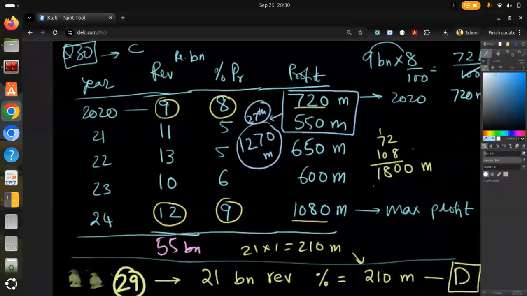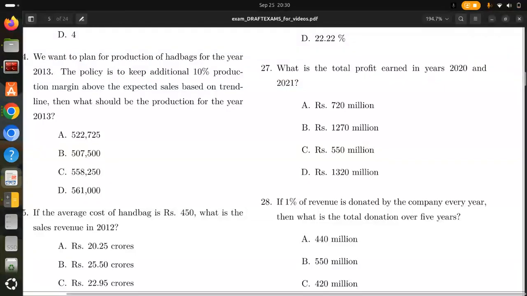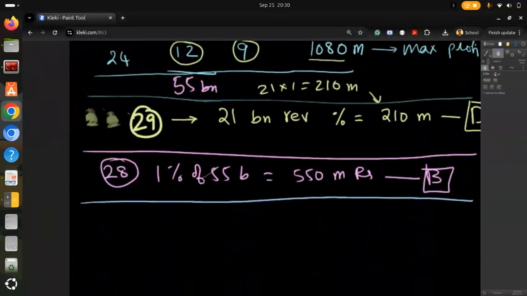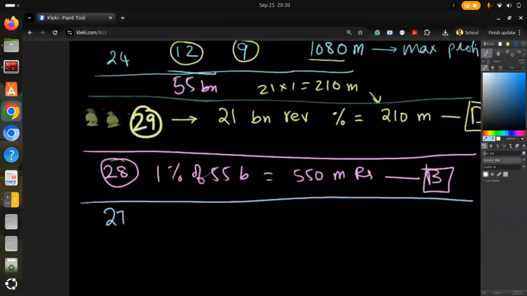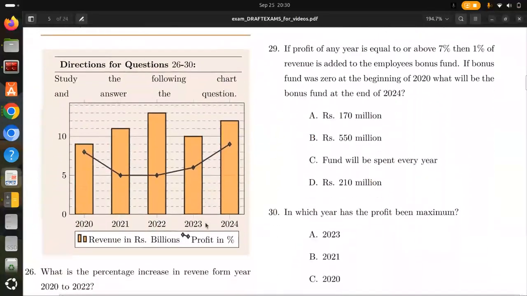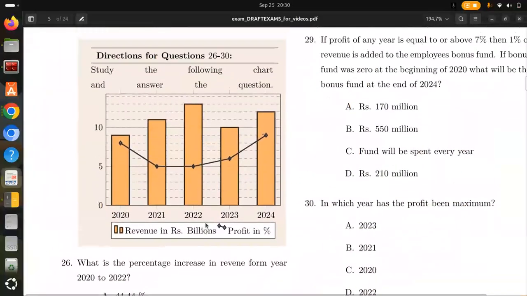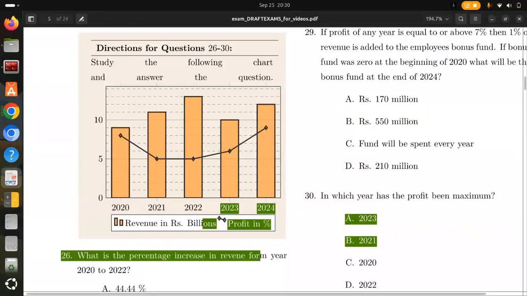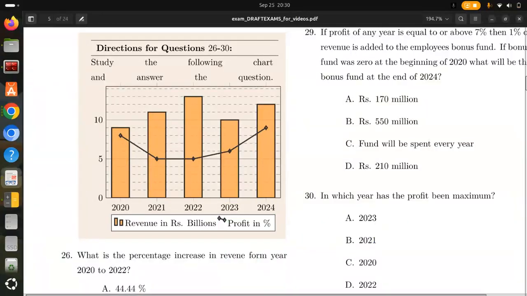So what is that? 1270. 1270 here answer is there. So let's go with 27th option to be B. So let's write it here. 27th answer is B. So now that leaves us only one question, that is 26th question. Let's do that. What is the percentage increase in the revenue? Actually, this is FROM. This spelling mistake needs to be corrected.